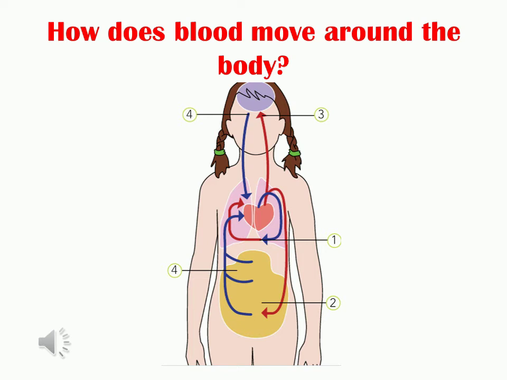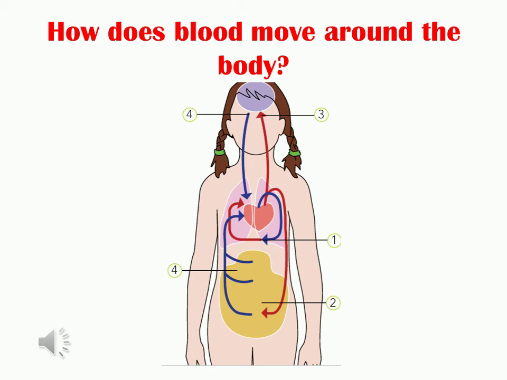Now, the heart contracts and pumps the blood into the arteries. The arteries then carry the blood around the body. The arteries are divided and they become blood capillaries. These blood capillaries are connected to the organs and are the smallest type of vessels.